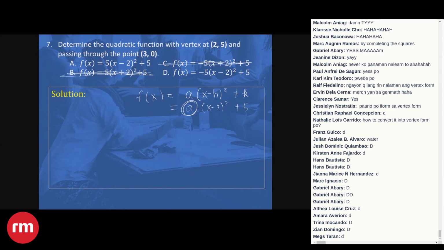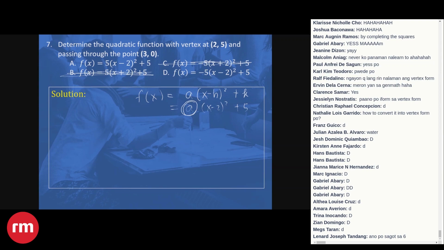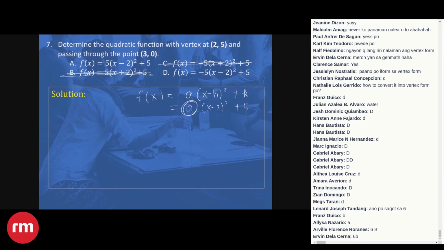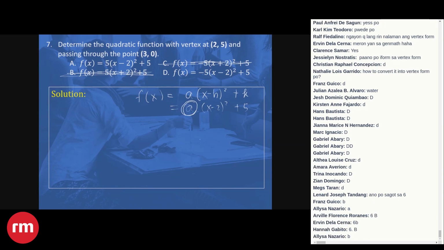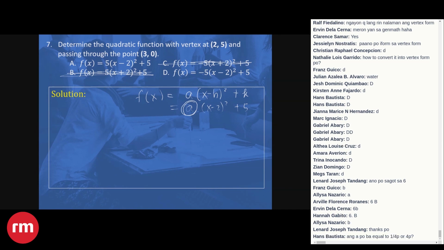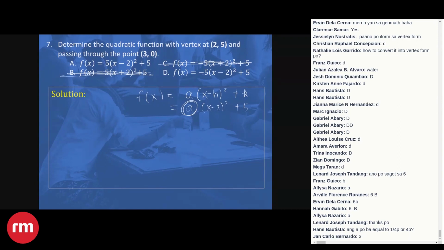So how do we use the value of a? Of course, there is one more given that you haven't used yet. The parabola is passing through 3, 0. In terms of the function, if you say that the graph is passing through a certain point, the equation should satisfy that point. What does that mean? It means that if x is equal to 3, y should be equal to 0.